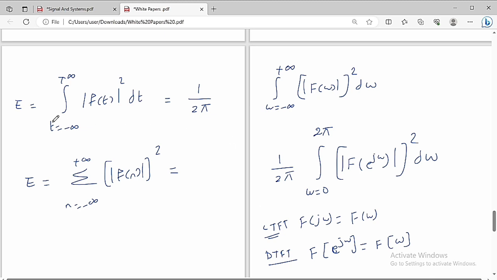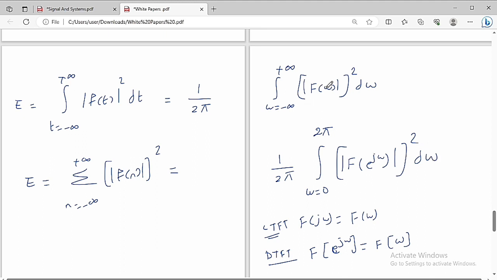So finally, in the continuous time case, the expression of energy is equal to the integration from t equal to minus infinity of mod of f of t whole square dt, or 1 by 2 pi times the integration over omega from minus infinity of mod of f of omega whole square d omega. And in the discrete time case, E is equal to sigma n equal to minus infinity of mod of f of n whole square, which is equal to 1 by 2 pi times the integration over omega for only one period, 0 to 2 pi, of mod of f of e to the power of j omega whole square d omega.